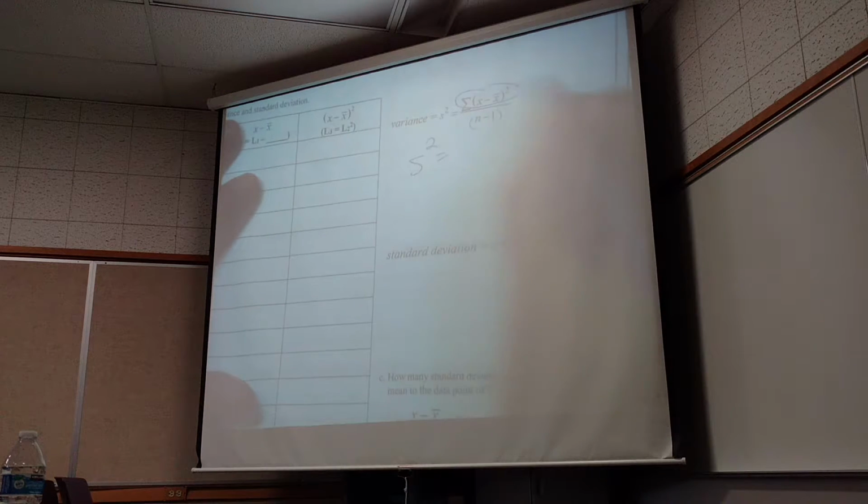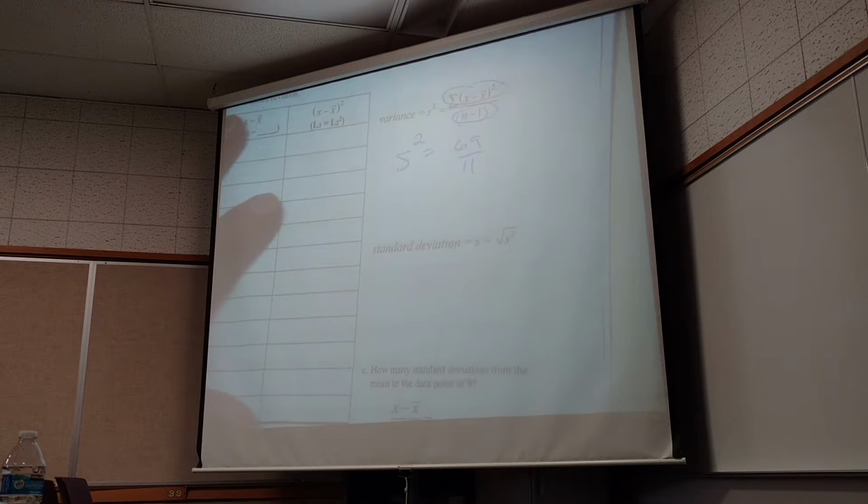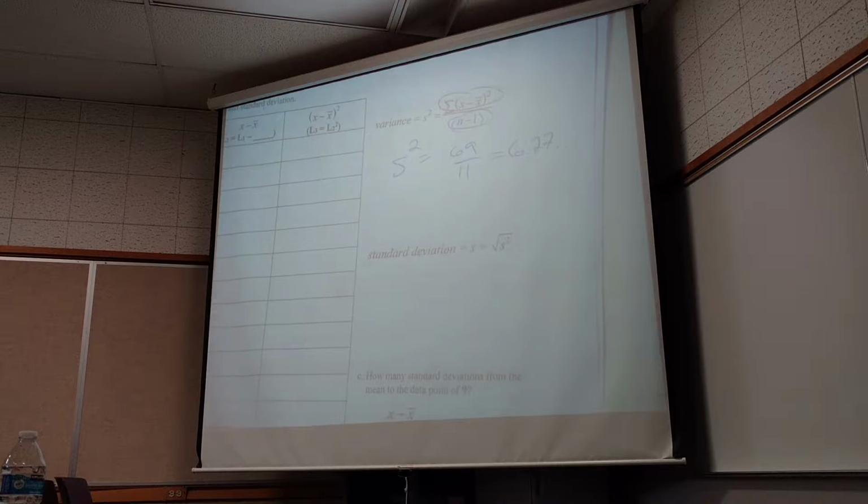So the sum was 69 divided by 12 minus 1, 11. So it looked like most everybody got there. And the point I was trying to make is that to write that down, it's fine to round. In general, you do not round anything until you are done. Right? So I still have more to do with this number. So do not take the square root of 6.27.